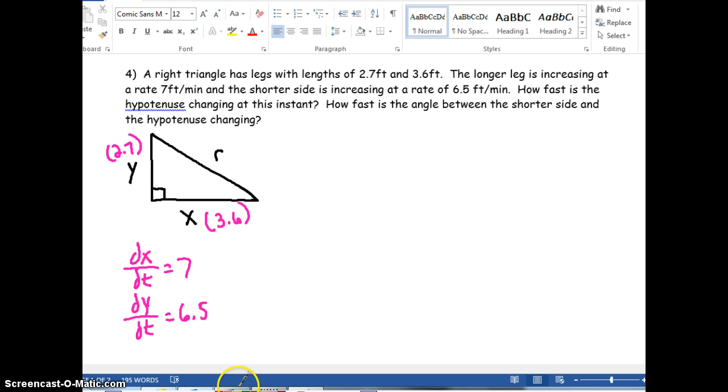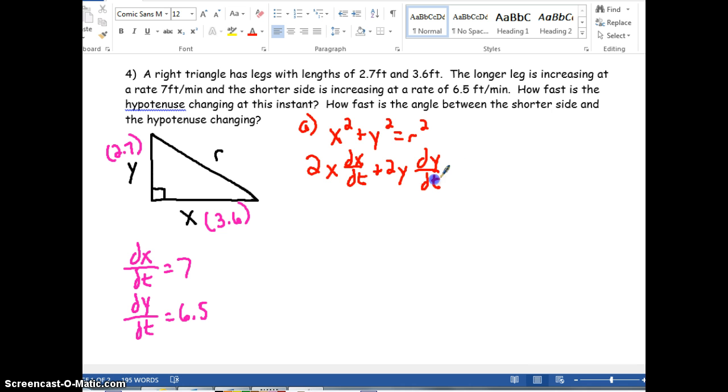So first, part A. When we're solving for dr dt, which is how fast the hypotenuse is changing, we're going to have x squared plus y squared equals r squared. Again, if you were given a constant, you would plug that into this formula so you could replace one of the letters. There is not a constant here. So when I solve this, I'm going to do my derivative. It's 2x dx dt plus 2y dy dt equals 2r dr dt. Then you're going to plug in the information that they give you. After the derivative, you plug in.